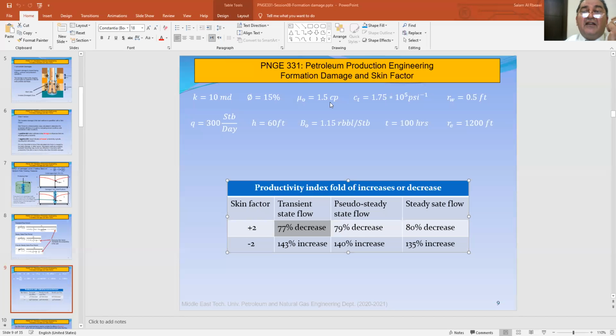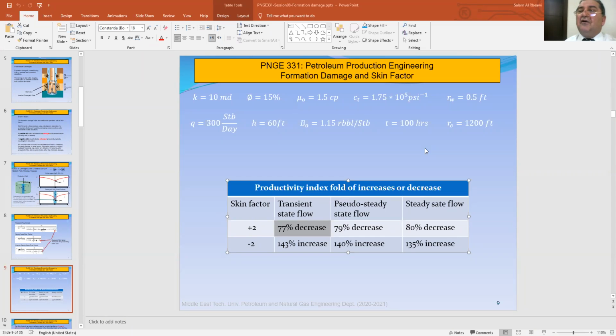You can understand the fold of increase as, if the flow rate for the case of zero skin factor is 300 STB per day, then with the stimulation process and skin factor of -2, the flow rate could be what? Could be 300 times 1.43. This could be close to what? Close to 430 STB per day.